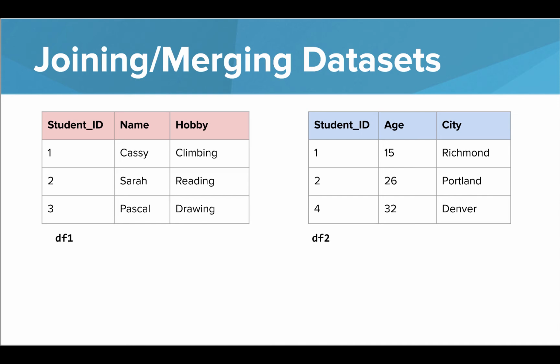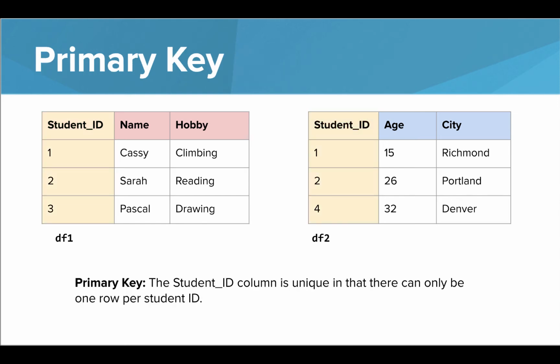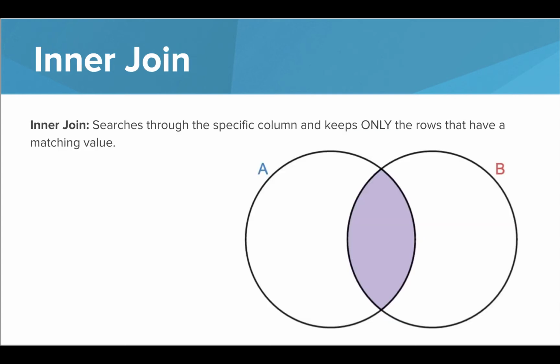Let's start with two datasets. If we take a look at the primary key, which is the student ID in this case, we can see that there are some duplicates. This means that Cassie, who has a primary key of 1, has a hobby of climbing, as shown in the first dataset, but also we know that she is 15 and is from Richmond, as shown in the second dataset. We'd like to merge this information into one dataset, into one row. Let's see how to best do that. There are 4 types of joins that we're going to look at.